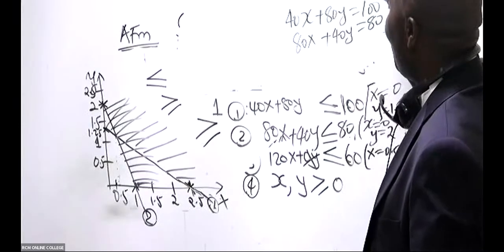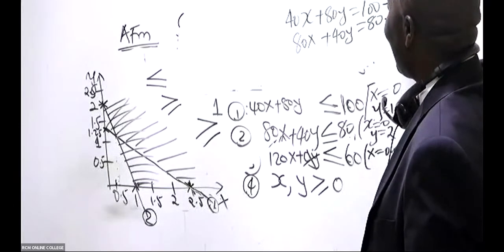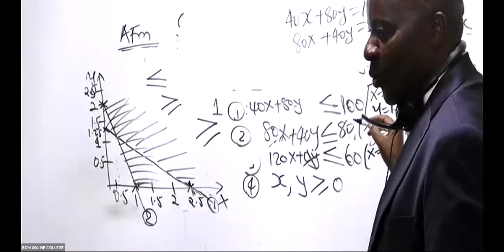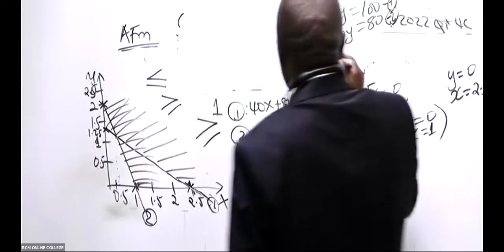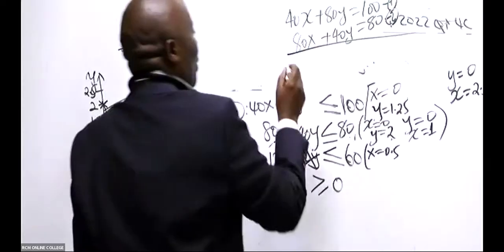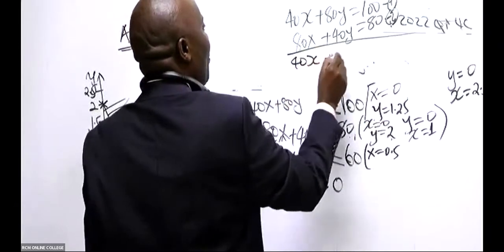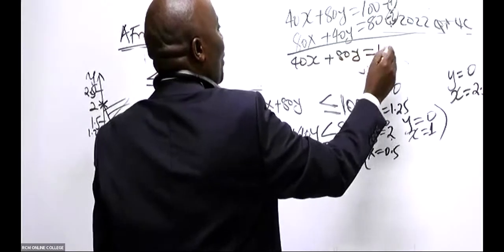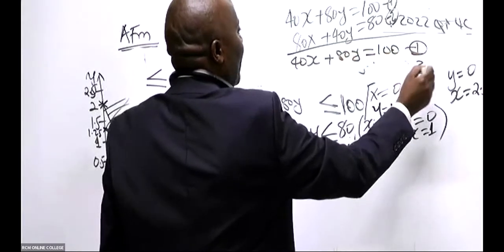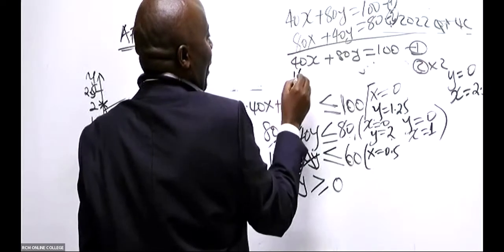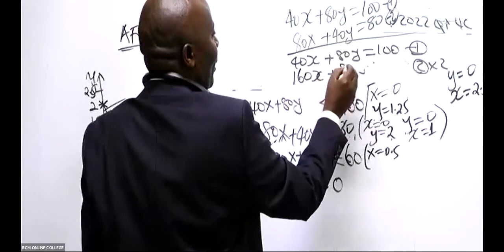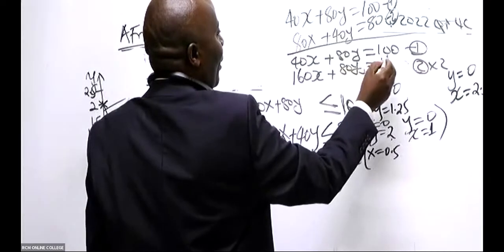So what do I do to be able to eliminate y? We multiply equation 2 by 2 to make this 80 and this 80, isn't it? So then if I do that, please listen, don't write this. This is unnecessary. So then we shall have here 40x plus 80y equals 100. This is equation 1. And then equation 2 by 2. So this will be what here, somebody? 160x plus 80y equals 160.